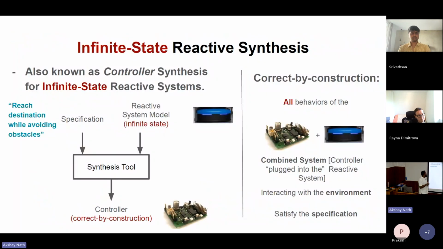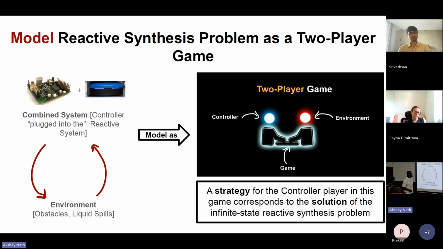So coming back to the infinite state reactive synthesis problem that we now know, a common way of modeling this problem is using two-player games. What one could do is model this ongoing interaction between the system and the environment as a two-player game. You could think of the game as played between the controller and the environment, and the controller wants to win the game against any move of the environment.